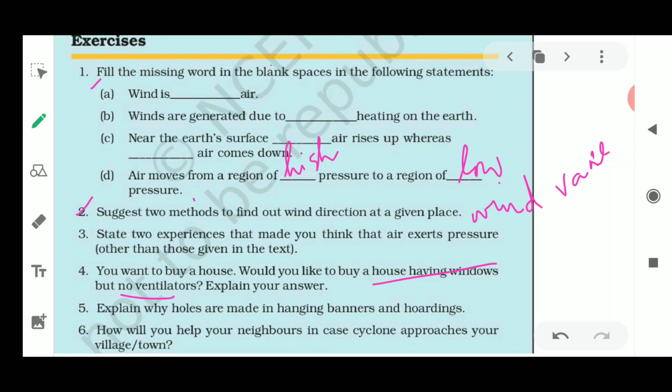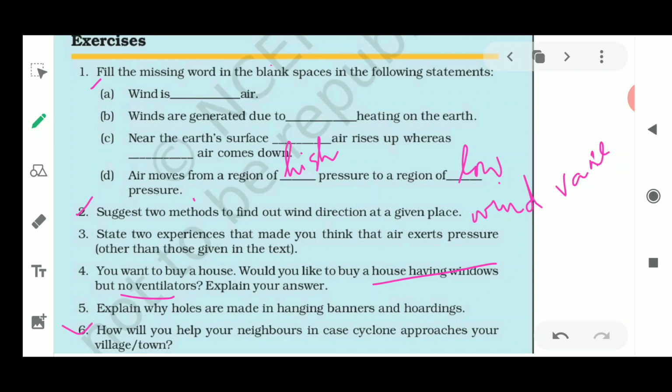Next is question number 6. How will you help your neighbors in the case of cyclones approaching towards your village and town? How will you help your neighbors in the case of a cyclone which approaches the village and the town? So how are you going to help the people? We can help the people in a number of ways, which are written in your book, by which you can help your neighbors.